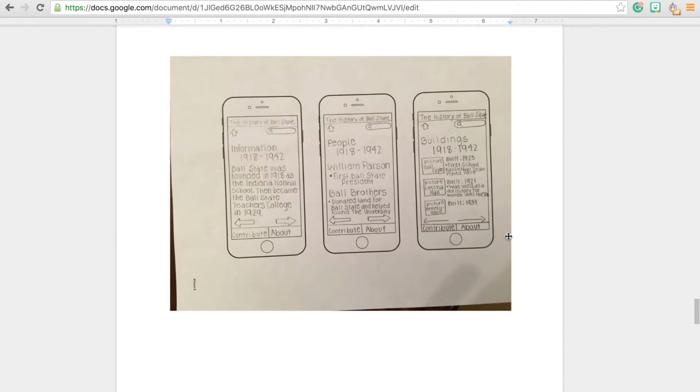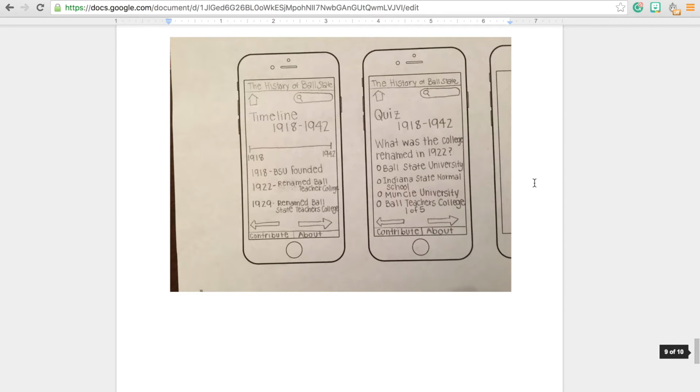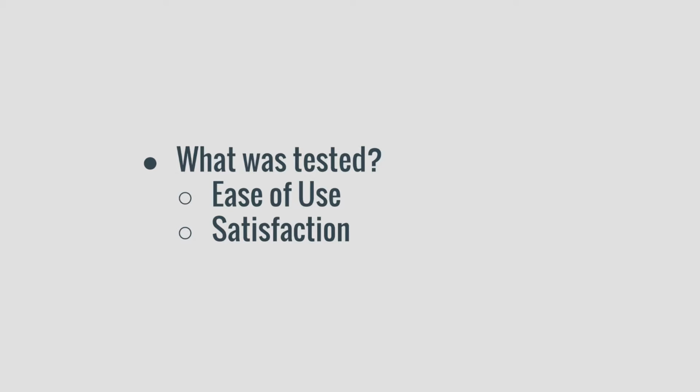And then here are 3 more screens, and this is the information, people, and buildings pages. And then these 2 other ones are the timeline and quiz. Now that I talked about the paper prototype, I will discuss the test that I did.